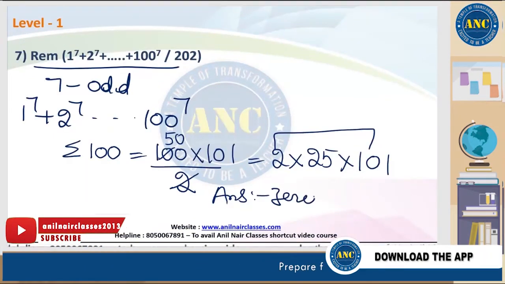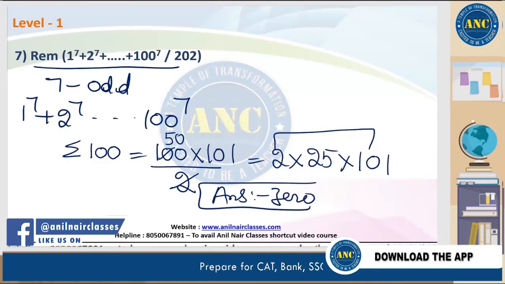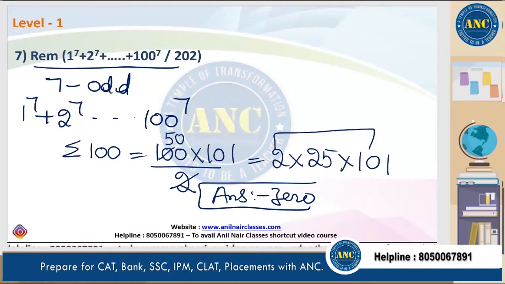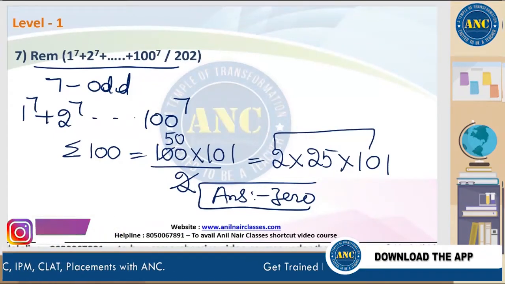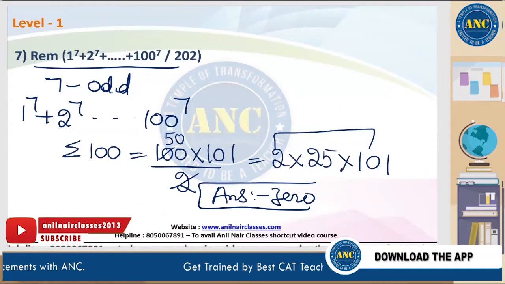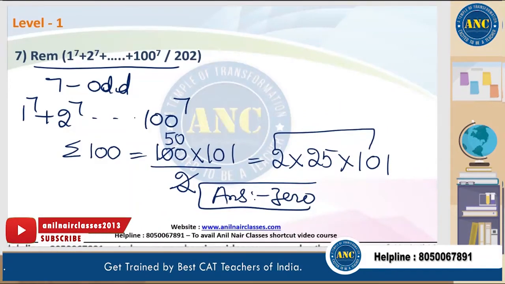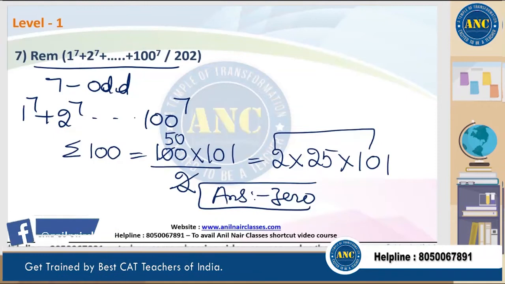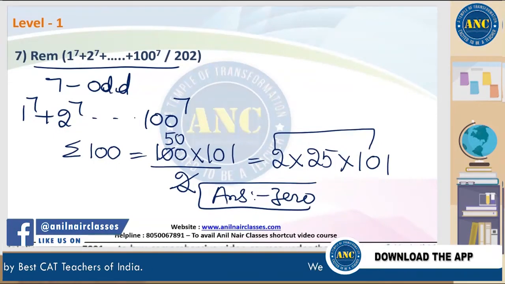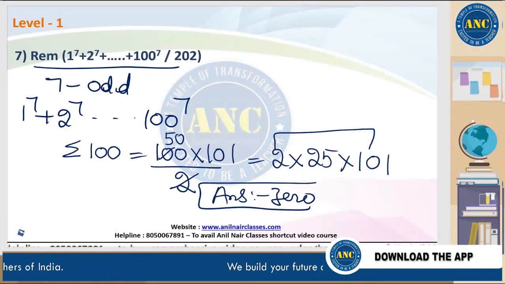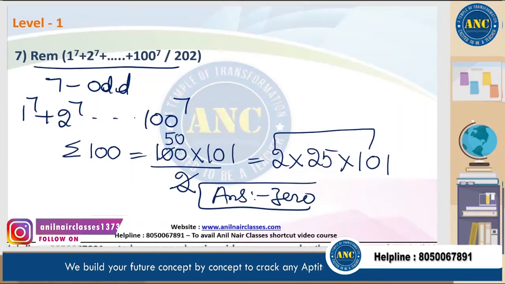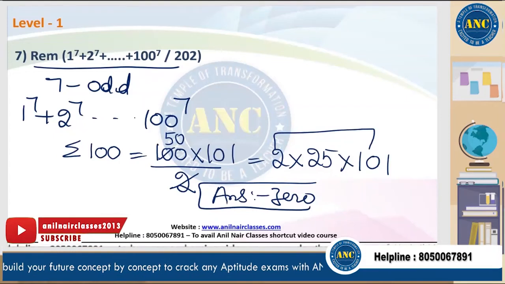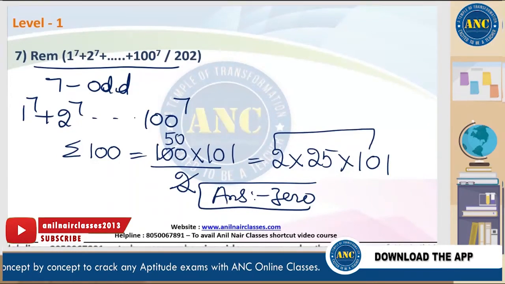I hope the idea is clear. Either you can use a power n plus b power n concept, or you can use this: if k is odd and the bases are in arithmetic progression, then a1 power k, a2 power k and so on up to an power k is divisible by the sum of its bases. I hope the idea is clear. First 7 questions, I'm sure it should be absolutely clear to you without any doubt. I hope level 1 questions are very, very clear.